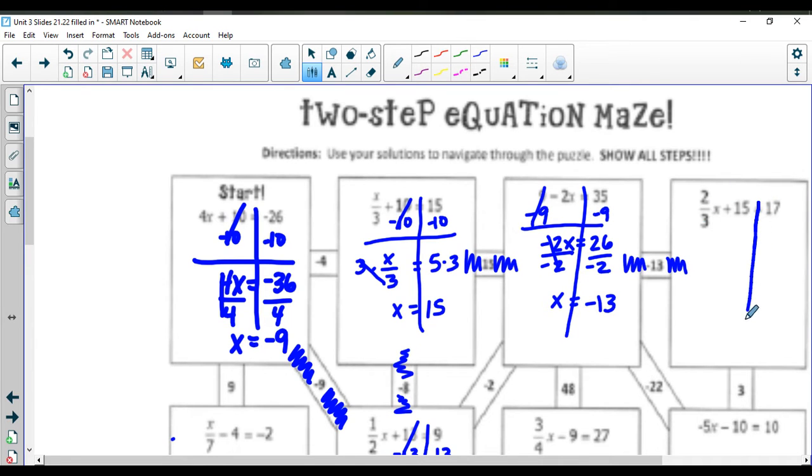So I have 2/3 x plus 15, so I'm going to subtract 15 on both sides. That cancels. 2/3 x equals 2. Multiply by the reciprocal. Multiply by the reciprocal. X equals, and I get 3 for my answer. 2 divided by 2 is 1. 1 times 3 is 3, which is going to take me down here.